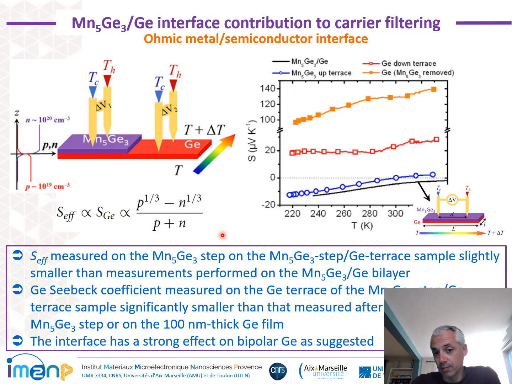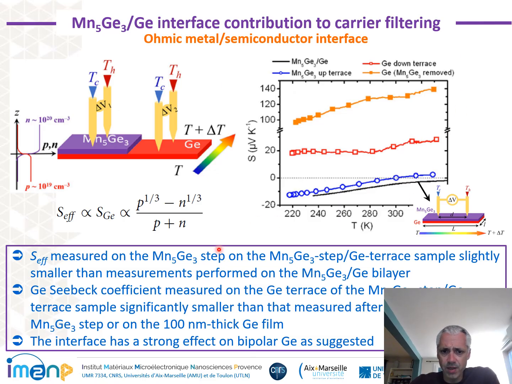So in order to investigate this possibility, we performed additional measurements in a different geometry. This time, the temperature gradient is in this direction, and we measure the Seebeck coefficient either here on the two layers, and we can imagine that this Seebeck coefficient should be close to the Seebeck coefficient of the bilayer, and we measure the Seebeck coefficient here on the down terrace where there is germanium, and we expect this Seebeck coefficient to be the same as germanium.